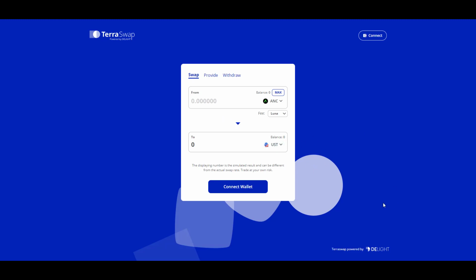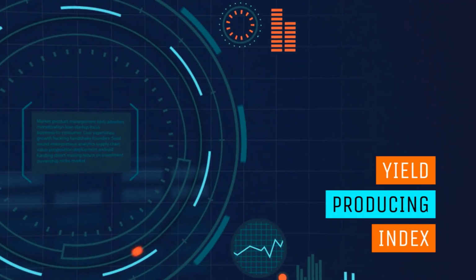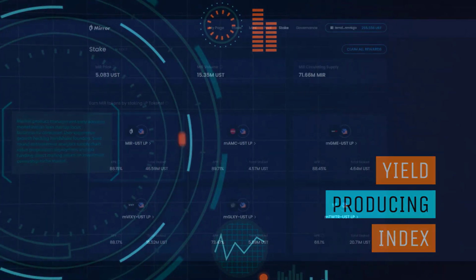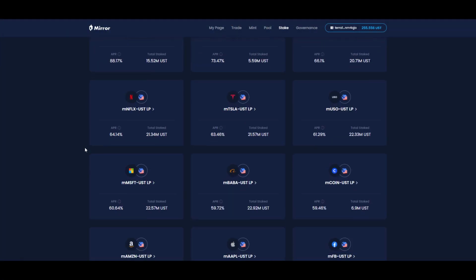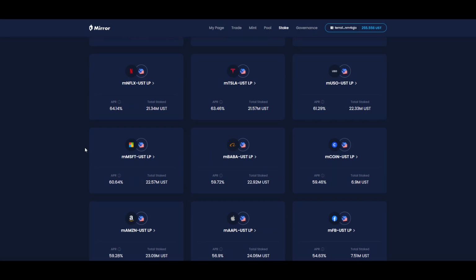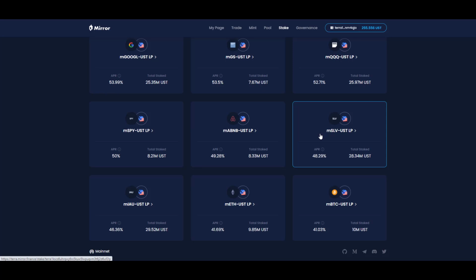And once you get your UST, you can then go ahead and convert it into any other Terra network asset. Now in this next segment of the video, I'm going to show you guys how to create a yield producing index. On MIR at the moment, you can earn yield by providing liquidity into any one of these pools. And you can see here that they support a lot of popular stocks, and they also support commodities like gold and silver. And recently they added ETH and BTC.